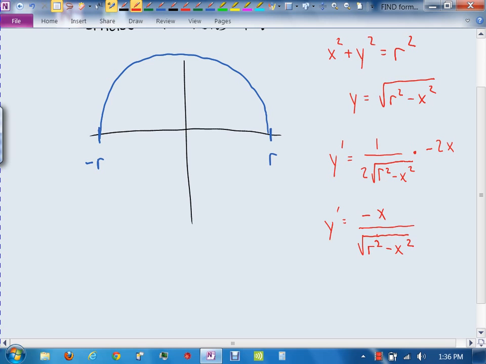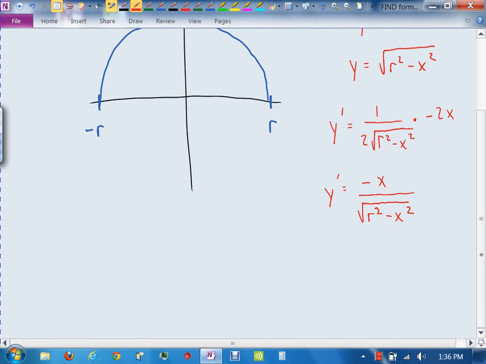Sure? We're good? Okay, that's y prime. What am I supposed to do with that? Square it. So let me square it. I'll do that right here. Y prime. Notice I'm using y prime instead of f prime of x. You can use either one, whichever one you want, all right? So square it. Squaring it's nice. The numerator turns out to be x squared. Denominator, the root goes away, right? R squared minus x squared. Bam. I'm liking it.